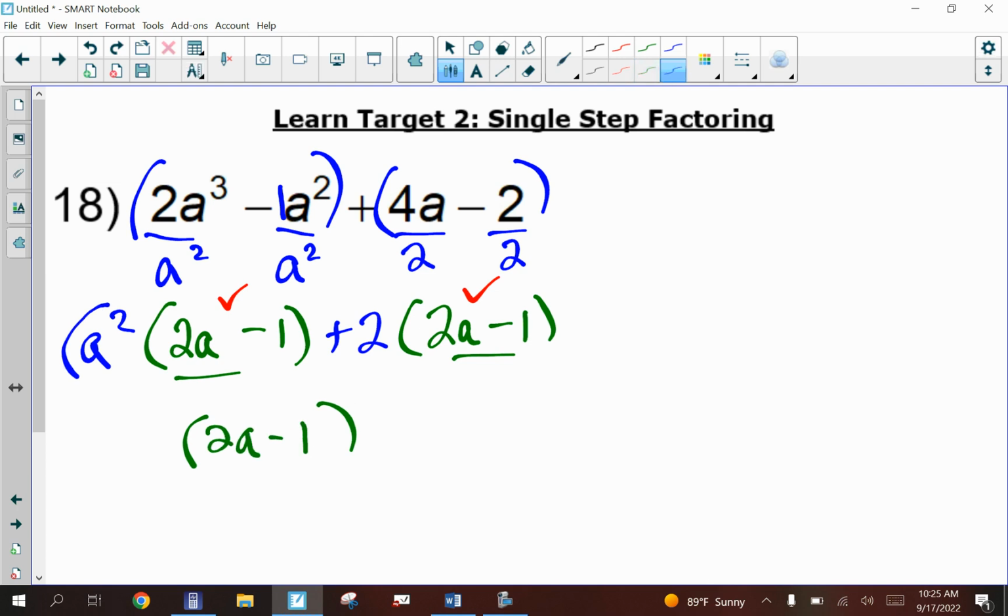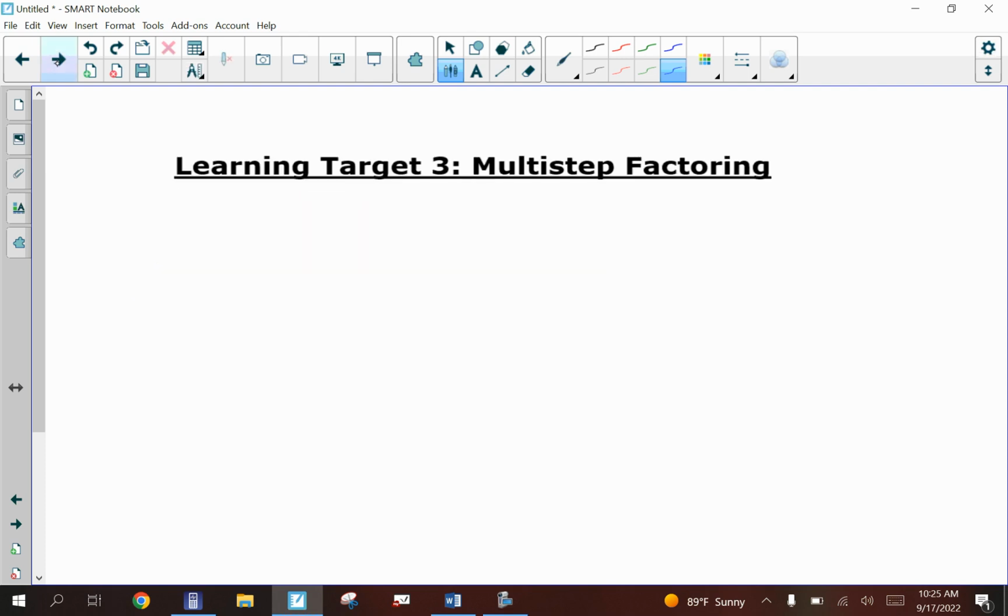And then the original GCFs create the second set of parentheses. And as I mentioned before, order doesn't matter. If you want, you could have written the blue one in the front and the green one at the back end, but that's the answer.